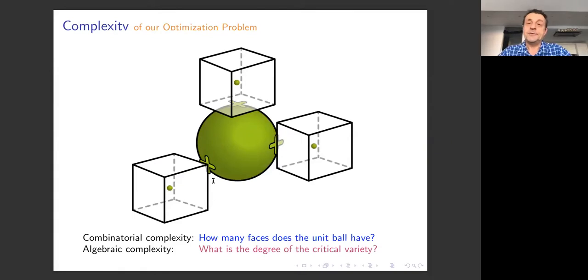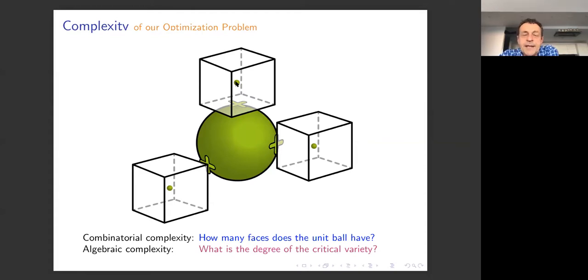Which brings me to this picture, right? So the combinatorial complexity raises the question, how many faces does the unit ball have, right? So imagine in this cartoon that the surface of this green sphere is our model. Let's pretend our statistical model is the surface of the sphere. Let's pretend the small green ball is the data point. And let's pretend the cube represents a ball in the metric. Well, what we are doing is, we're starting with the data point. We're drawing a small unit ball around the data point, and then we're growing the ball until it touches the model for the first time.